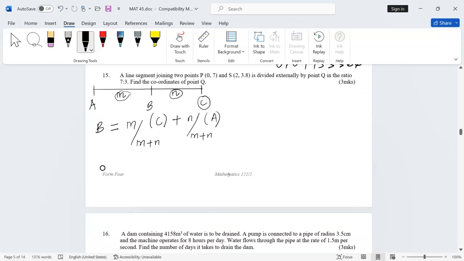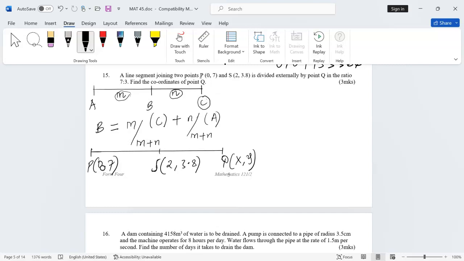Now for our case, we have P, Q, and S. We have our P here, which is known to be (0, 7) according to this question, because we are told a line segment joining 2 points P (0, 7) and S (2, 3.8). So S is at this point. S, which is (2, 3.8), is now being divided externally by Q. So Q is here, an external divider, whereby the coordinates are not known. You can call them X, Y.